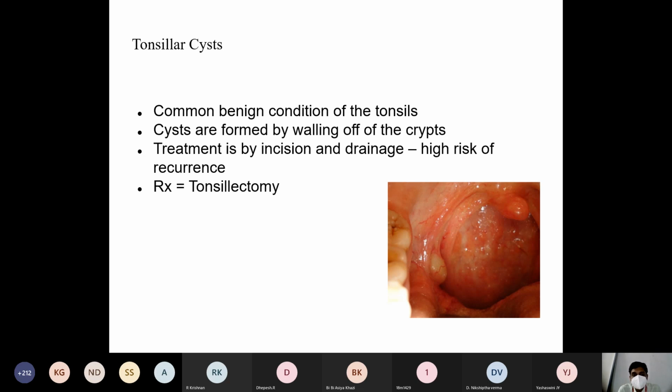Tonsillar cysts are common benign conditions of the tonsils formed by walling off of the tonsillar crypts. They can be left alone if they are not causing any problem. If the patient is symptomatic, usually they complain of a foreign body sensation or the cysts are growing in size. Then the definitive treatment is tonsillectomy. Sometimes we can attempt to marsupialize the cyst in the OPD by making a small nick on the surface of the cyst under topical anesthesia, but usually it recurs and the gold standard of treatment is tonsillectomy.